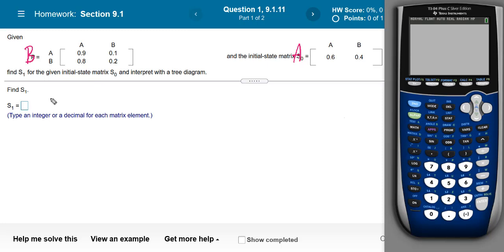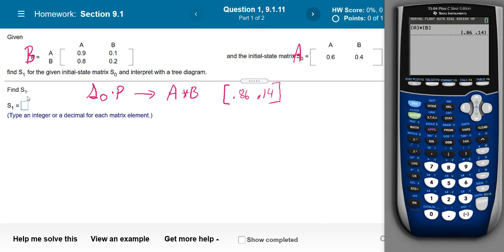To find the first state matrix, S1, we need to do S0 times P, which on our calculator translates into A times B. So on our calculator, we go second matrix number 1 times second matrix number 2 and enter. Now there's our answer. I will jot that down.